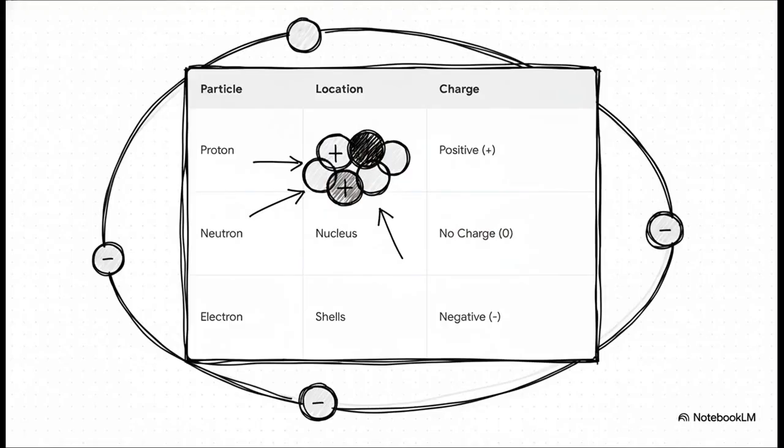So let's just recap with this table. Think of it as your ultimate cheat sheet. You've got your protons and neutrons chilling in the nucleus. Electrons are buzzing around on the outside. And the charges? Positive, neutral, negative. That's it. Location and charge. That is the whole story in a nutshell.